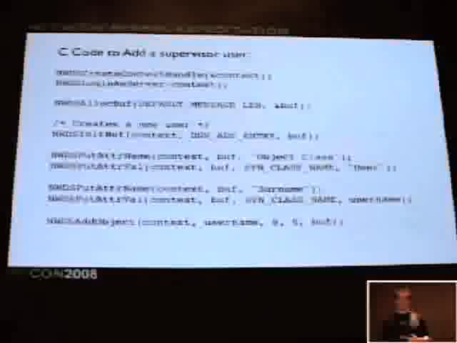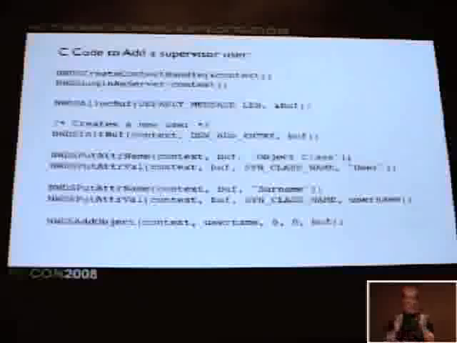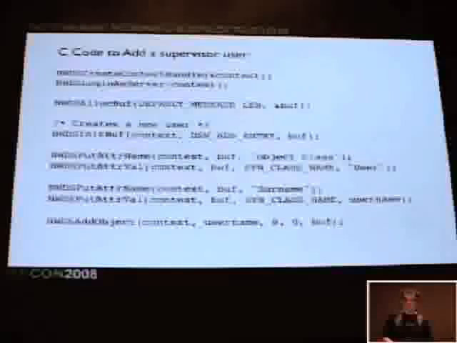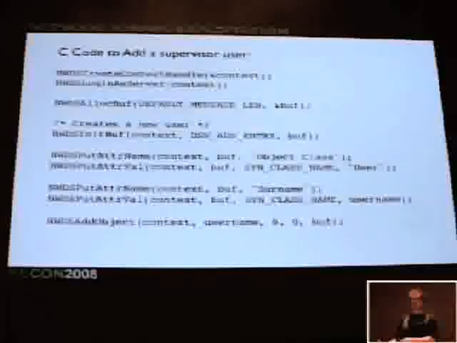The C code to add a supervisor user is quite simple. So you create a Netware eDirectory context. You log in as a server, so no authentication. You allocate a new buffer. You initialize this buffer. In this buffer, you put an object class type. You add a user field. It needs a surname. You can add multiple other pieces of information if you want, but you just need those basic fields to add a user. So after that, you add this user object in eDirectory.